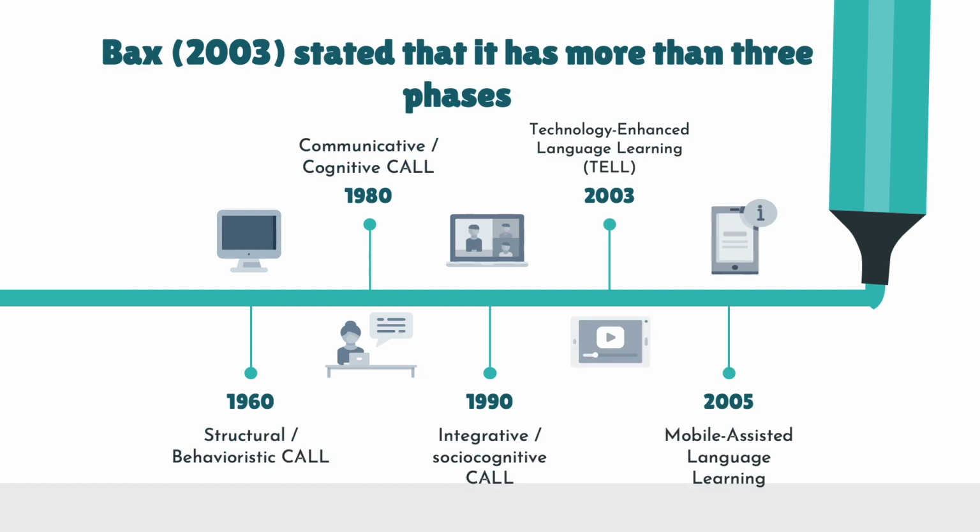But Bax said that it has more than three phases. It has five phases at least. The additional phases are: in 2003, it becomes TELL or technology-enhanced language learning, and in 2005, it becomes mobile-assisted language learning or MALL. So now let's talk about it one by one. We start from the structural behavioristic CALL.